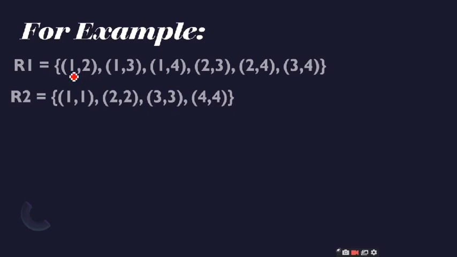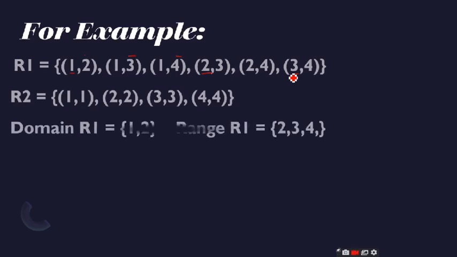In relation 1 the domain is 1. Here the 1 is repeating, so we write it only one time, and 2. Again the 2 is repeating, and 3. And if we talk about the range, the range is 2, 3, 4. So the domain is 1, 2, 3 and the range is 2, 3 and 4.